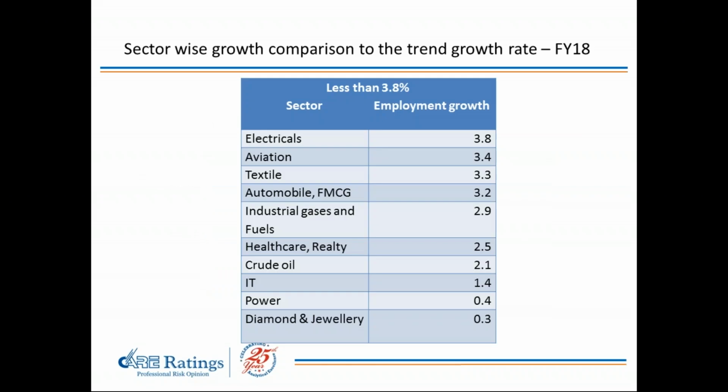We now look at the sectors which have seen positive but less than trend growth in employment. There are 12 sectors which mainly include electricals, aviation, textiles, automobiles, FMCG, power, among others. The power sector has seen an employment growth of only 0.4% in FY18. The power sector has moved from a conventional to a non-conventional sources of energy, which has made this sector less labor intensive, leading to a marginal growth in employment.